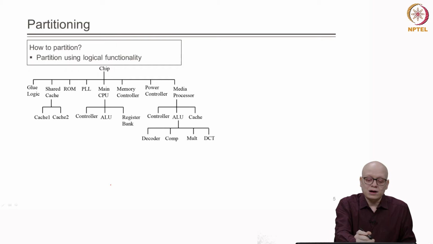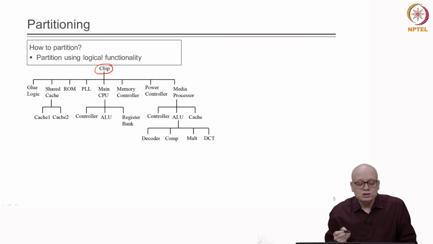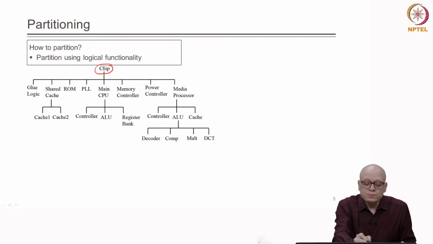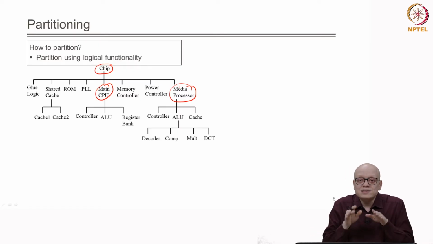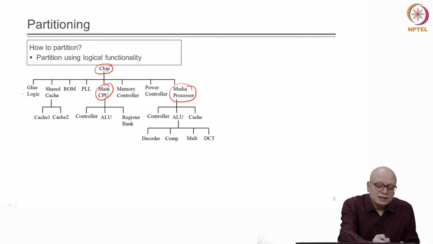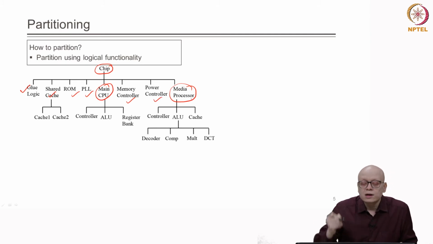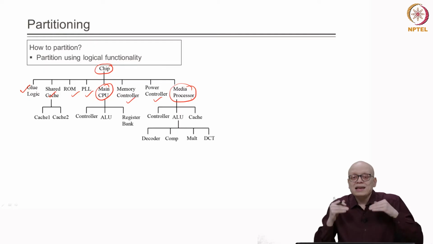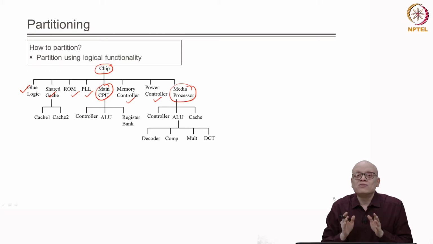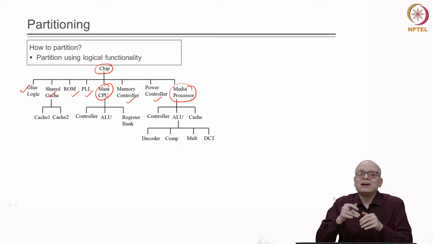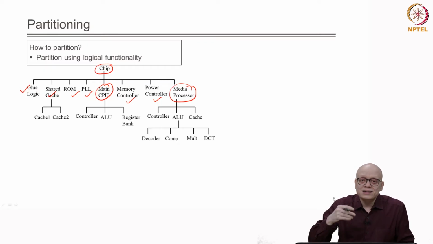For example, if a chip contains a CPU, a media processor and some other entities at the top level, then we can say that at the top level it consists of these partitions: ROM, PLL, CPU, controller, power controller, media processor and so on. And if the partition size is still not good enough for us to handle, we further go down the hierarchy iteratively or recursively.